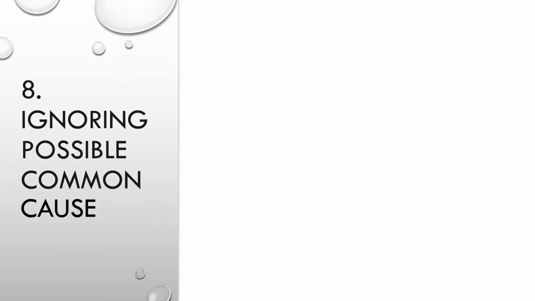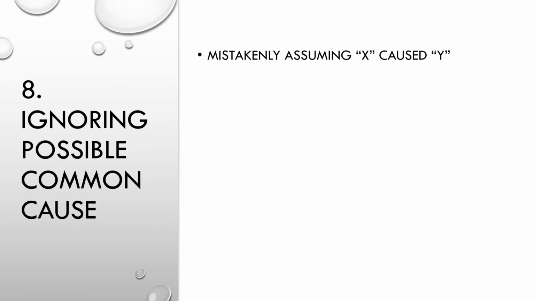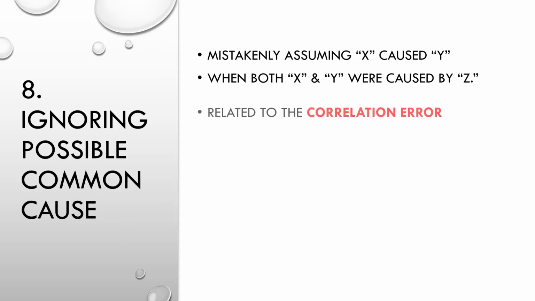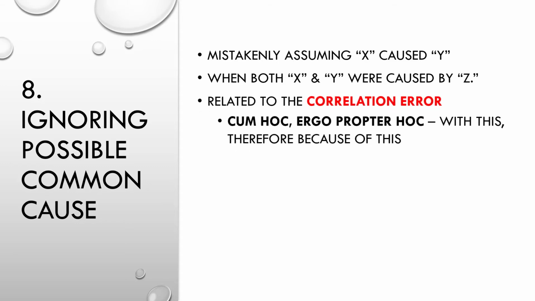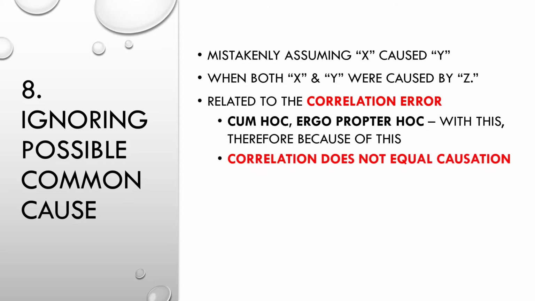Eighth is ignoring possible common cause. This mistake occurs when we think X caused Y, when in fact both X and Y were caused by some third thing, say Z. It's related to the correlation error which we just mentioned, cum hoc ergo propter hoc, with this, therefore because of this. And I've already said this many times in past videos, but correlation does not equal causation.